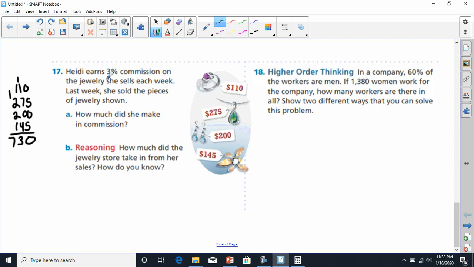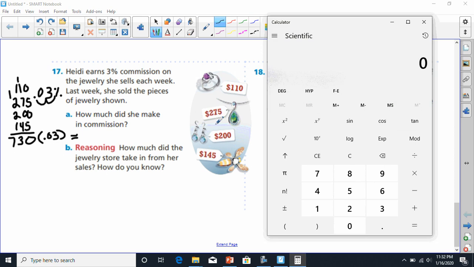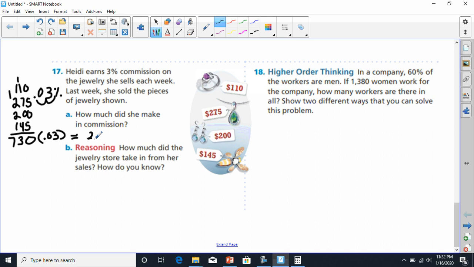Now we've got to take 730 and multiply it by 3%. Well, 3% can be found by moving the decimal two spaces, so it'll be 0.03. So this is going to be 730 times 0.03, and that'll give us our commission. We use our trusty calculator here. 730 times 0.03, that's 21.9. So that means she made $21.90 on commission.